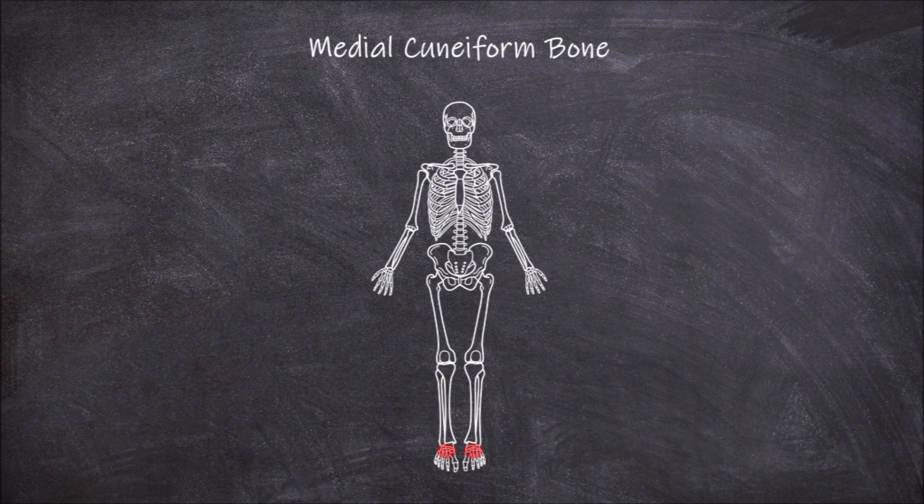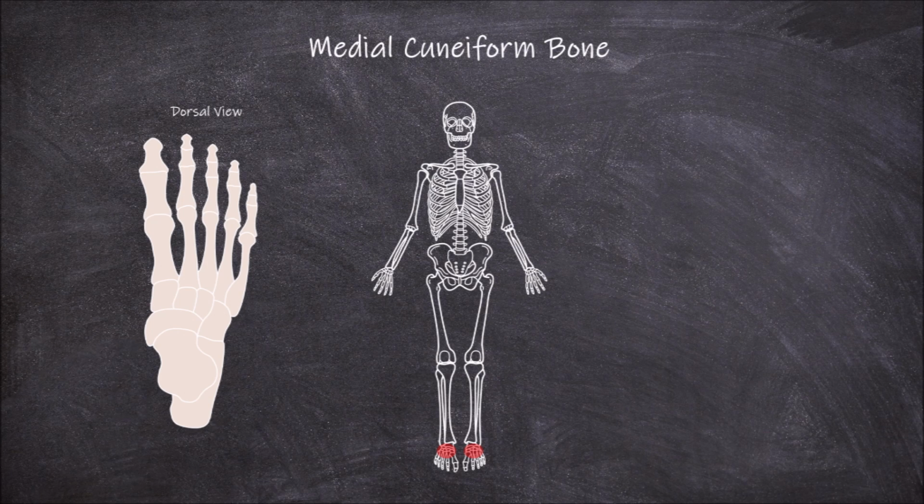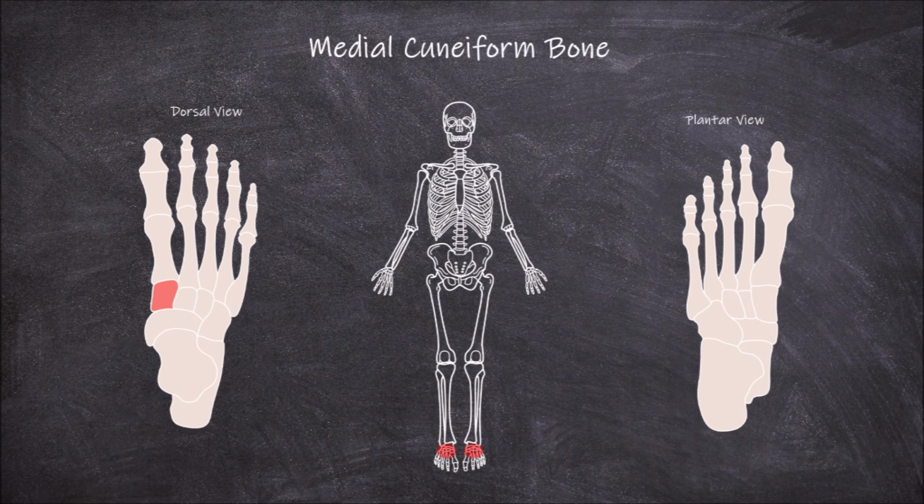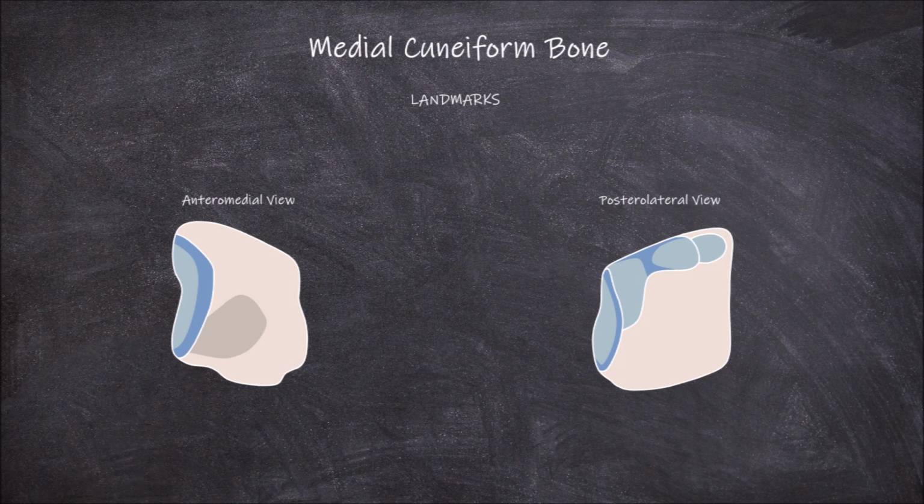If we look closer at the dorsal view of the right foot, which is the top of the foot, highlighted in red is the medial cuneiform bone. If we now look at the plantar view of the right foot, which is the sole of the foot, the medial cuneiform bone is again highlighted in red. Now we are going to look at the different landmarks and features of this bone.